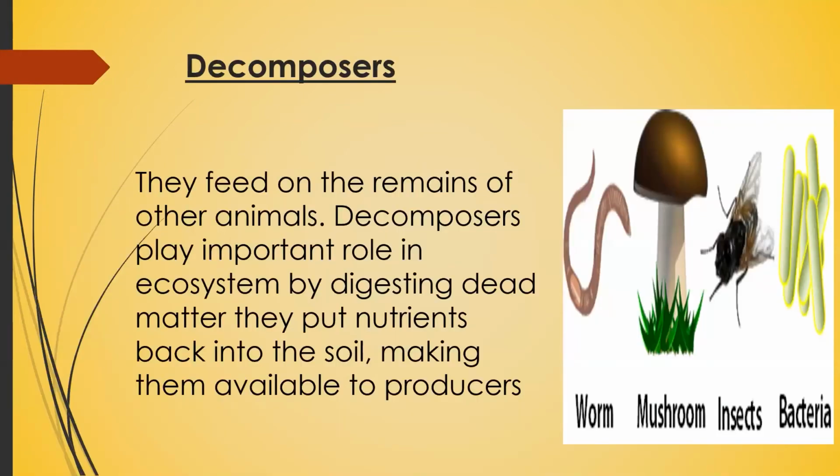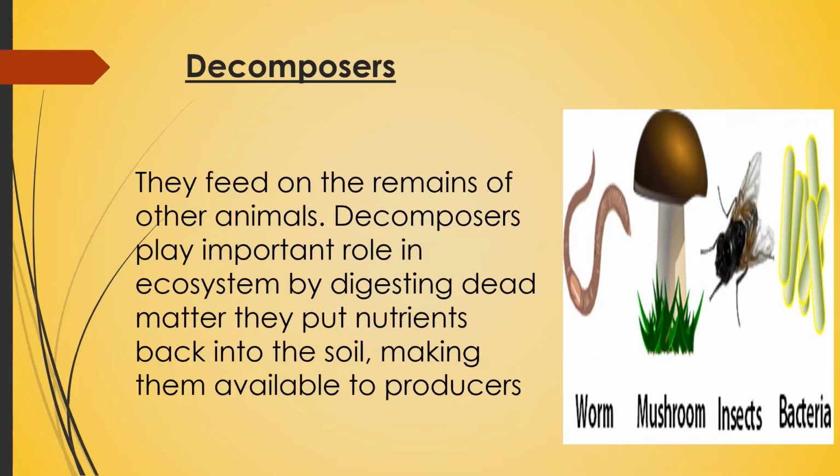The third component of the food chain is decomposers. A decomposer is an organism that gets energy and nutrients by breaking down the remains of other organisms. They are dependent on those organisms, and they digest them and transfer nutrients back to the soil. They feed on the remains of other animals that are dead or decaying.